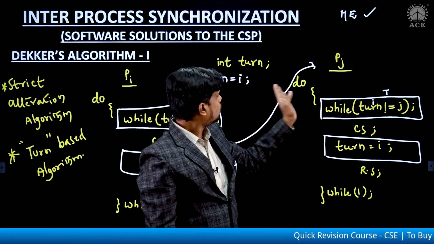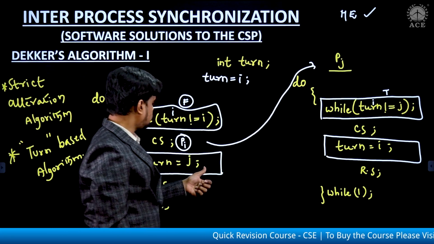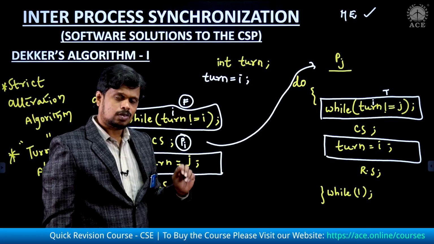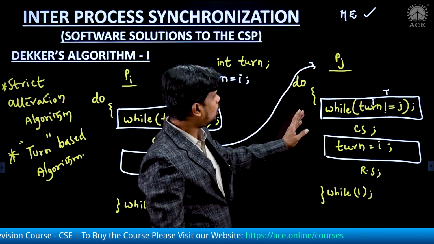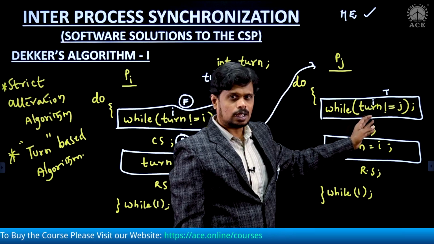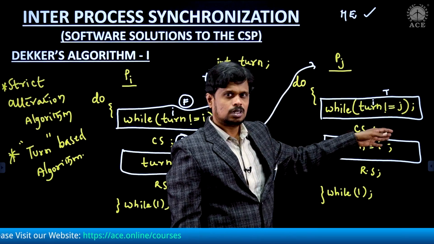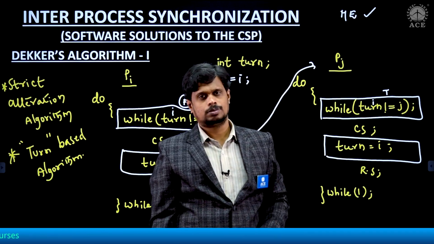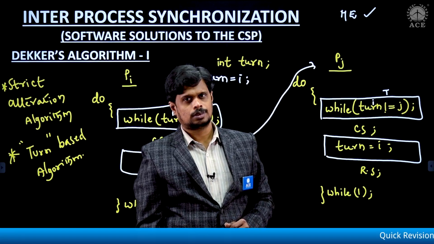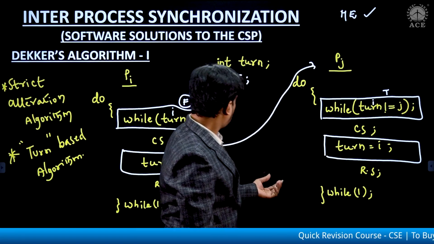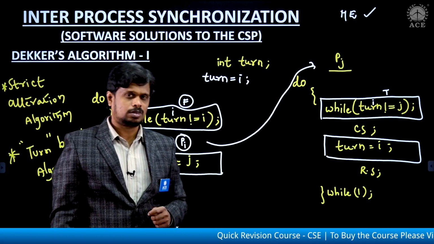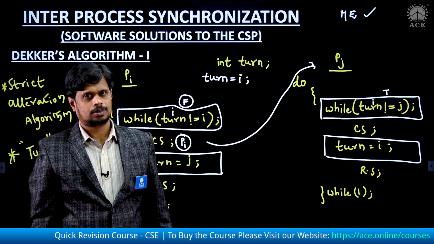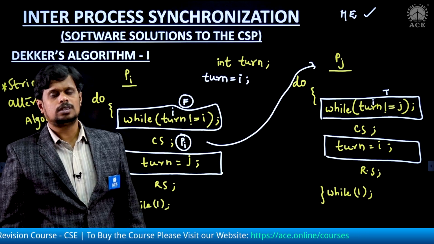If you look at the value of the turn, it is i only, because this instruction is not yet executed, right? So the turn value for Pj is also i only. Then while turn not equal to j, what is the turn? i not equal to j, the condition is true, so this Pj is unable to skip the while loop. Getting me? So at a time among these two processes, only one process is present in the critical section. Hence, we can say that mutual exclusion is satisfied. This is how to check the mutual exclusion in Dekker's algorithm 1.